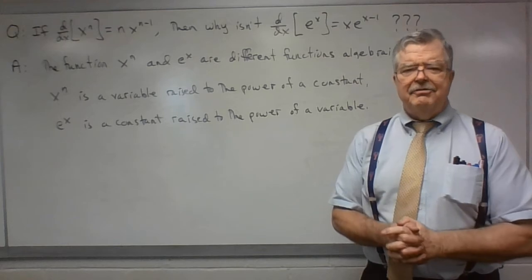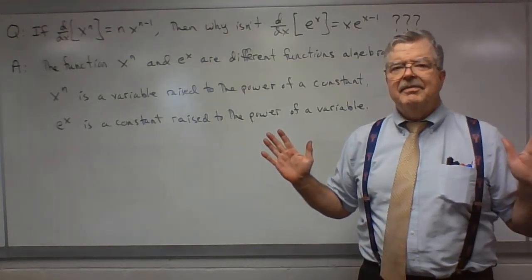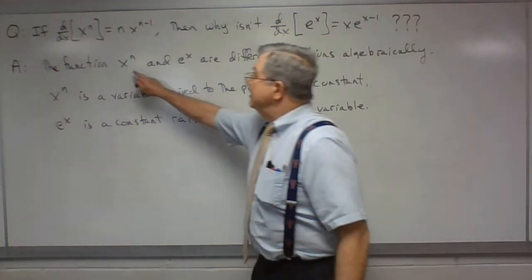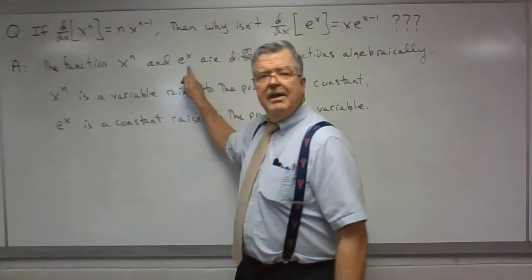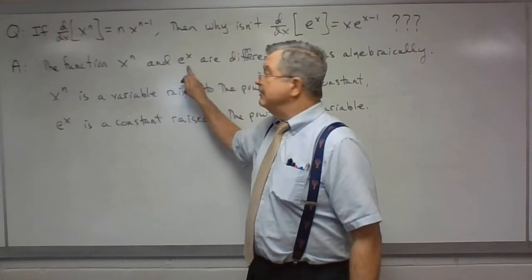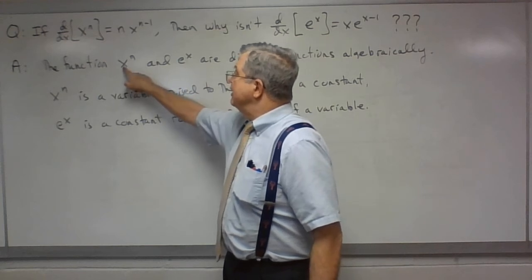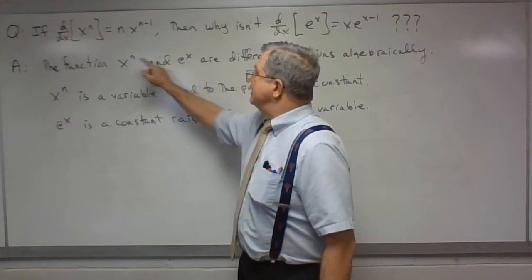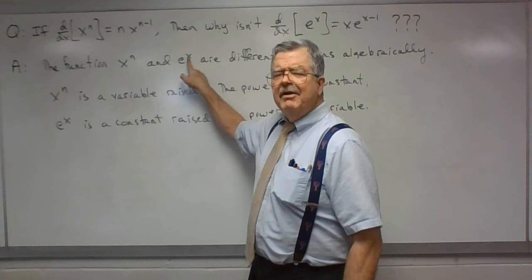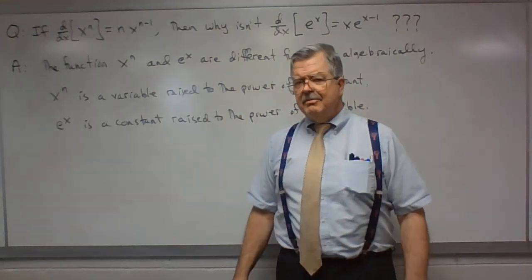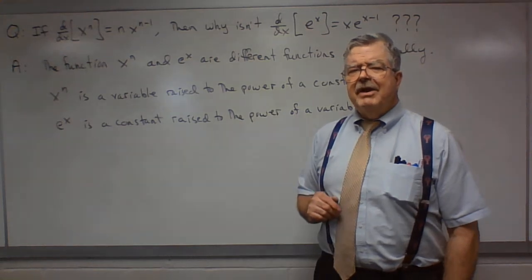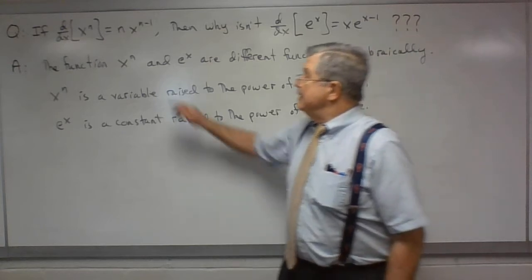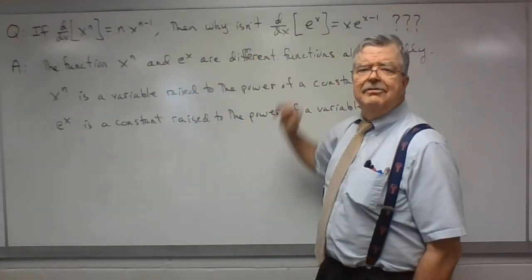So that's the first reason. Algebraically, they're two different things. These two things look somewhat alike until we analyze what each of them is. Here, the base x is a variable. Here, the base e is a constant. Here, the exponent is a constant. Here, the exponent is the variable. Those are two different things algebraically. And this difference is going to lead us to the second explanation as to why we don't compute the derivatives of these two things the same way.